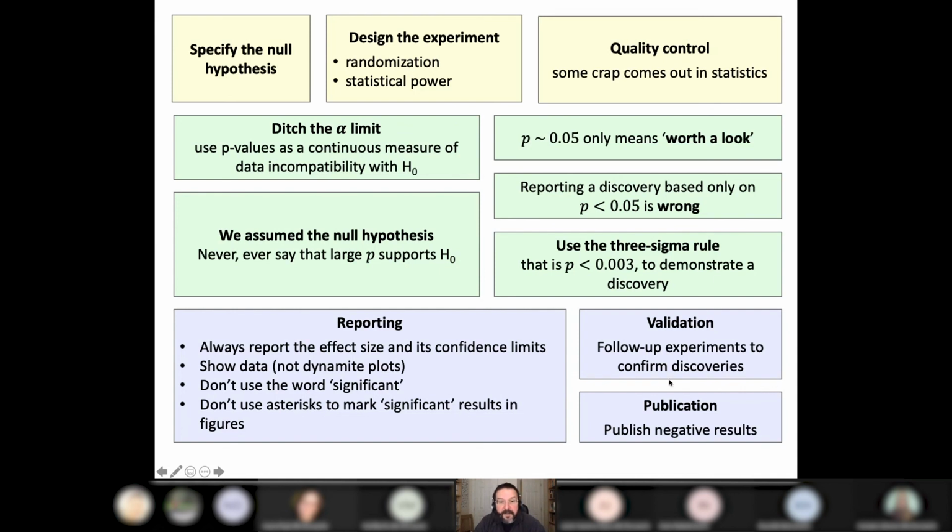The important thing: validation, follow-up experiments to confirm your discoveries, and publish negative results. I know this is very hard, but you need to try. At least in your paper, when you search for various things, and a few of the things have p-values larger than 5%, you should still report it. We looked for this, we didn't find this. We looked for that, we didn't find that.